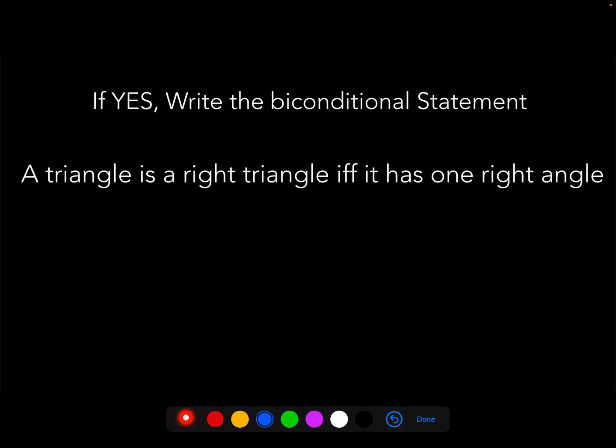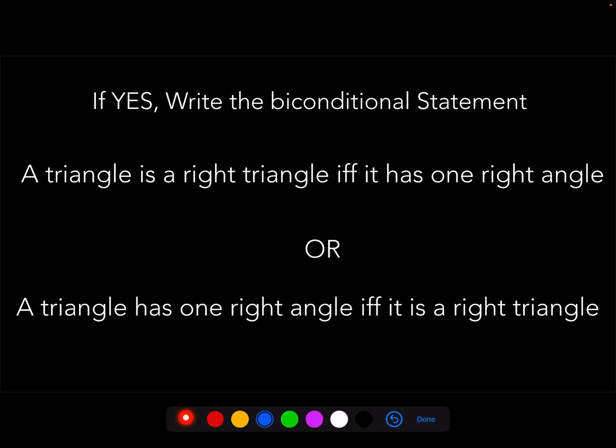Or, remember from the definition, not only is it P if and only if Q, but it's also Q if and only if P. So we could write it the other direction: a triangle has one right angle if and only if it's a right triangle. So it can be written either way. It doesn't really matter.